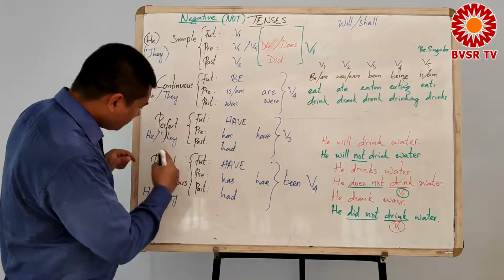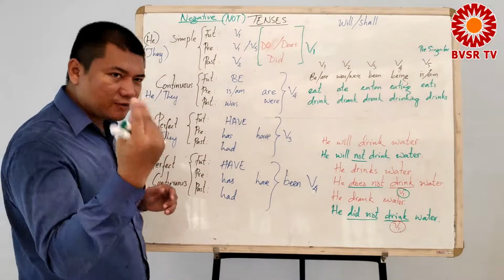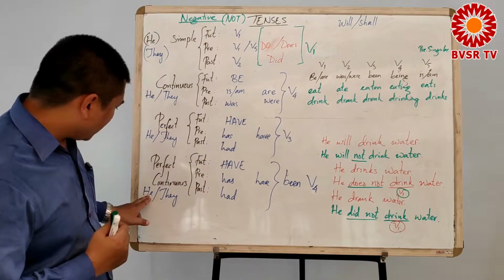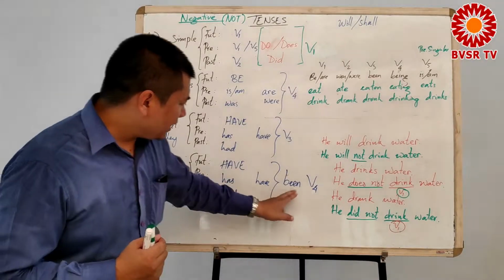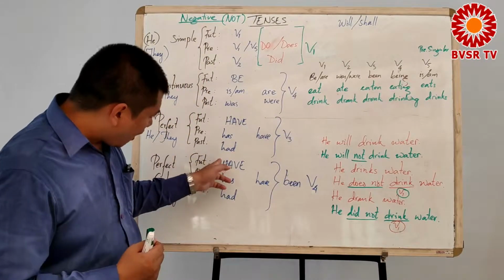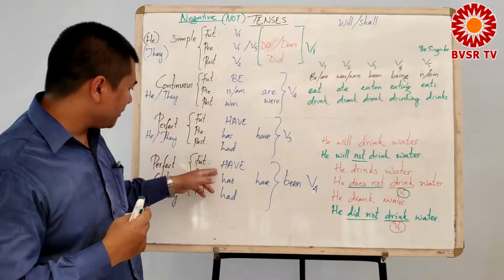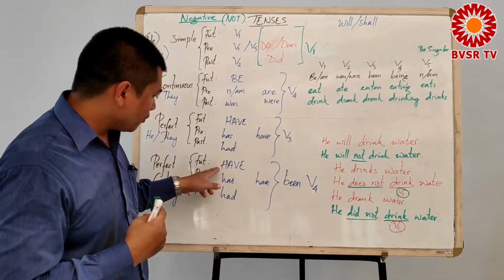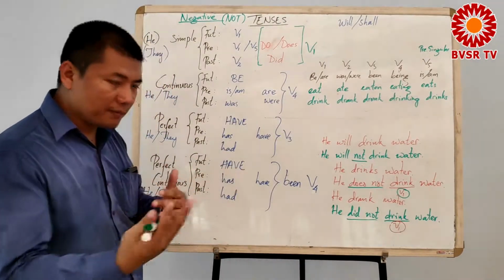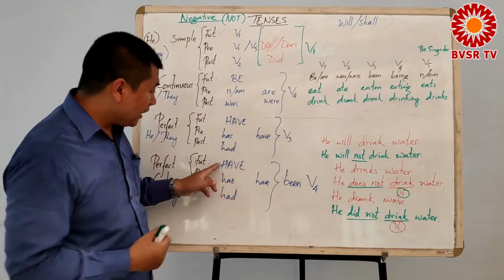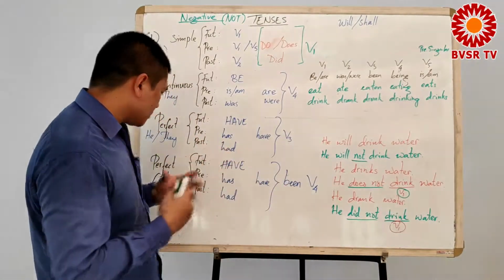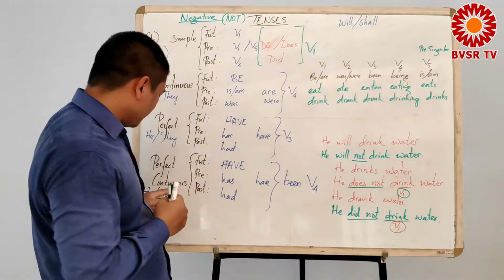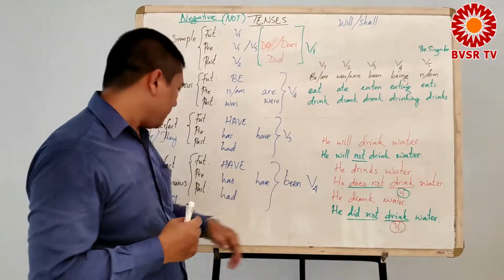Very simple. In the perfect continuous again, the same thing. We just have to add not right after the first helping verb. He will have been eating apple. See, will is the first helping verb. Keep in mind, in the future we have two helping verbs. Will is also a helping verb. Have is also a helping verb. All right. He will have been eating apple. That is positive. So in negative, not comes right after the first helping verb. Keep in mind. He will not have been eating apple.